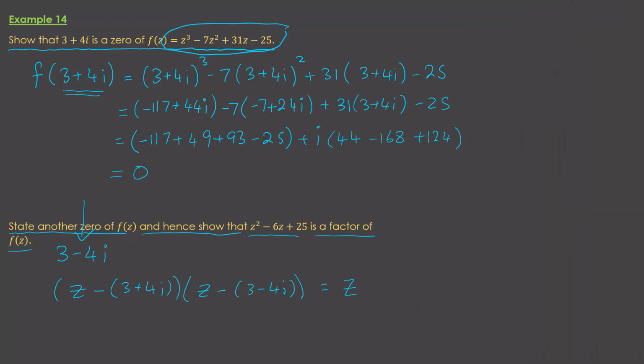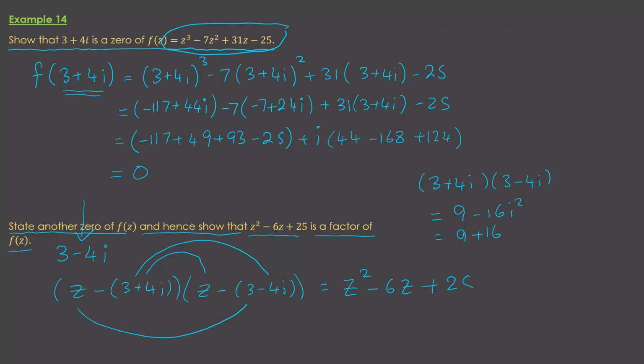If we expand this out, we get z squared, and then when you do this multiplication and this multiplication, you'll find that you get negative 6z because the imaginary parts will just cancel out. Finally, when we do this, we're getting 3 plus 4i times 3 minus 4i, difference of two squares, so that's 9 take away 16i squared, which is 9 plus 16. So we get plus 25.